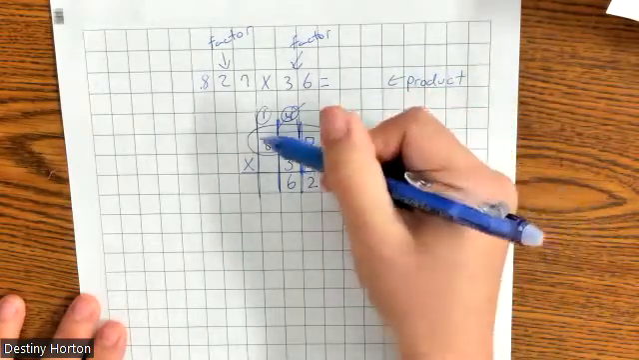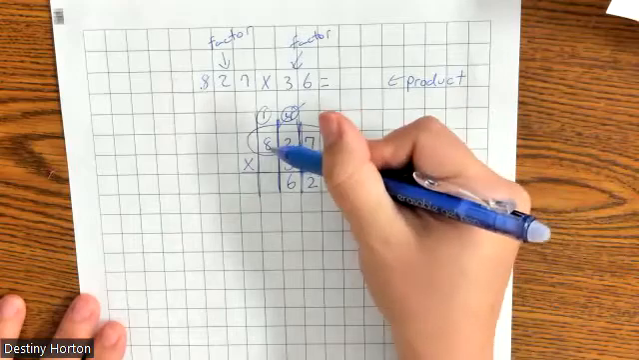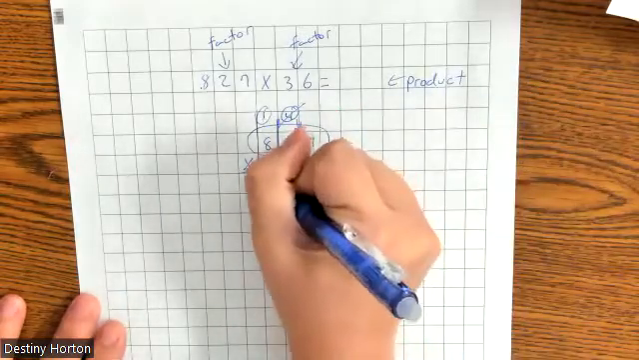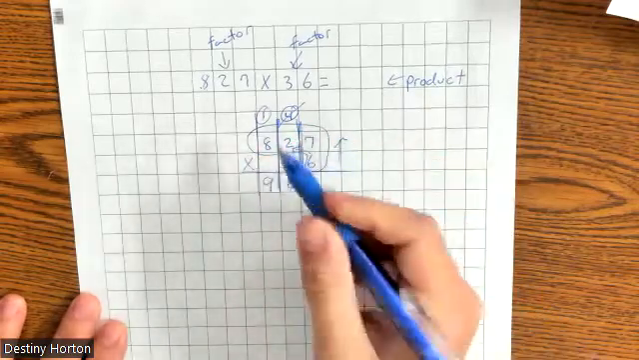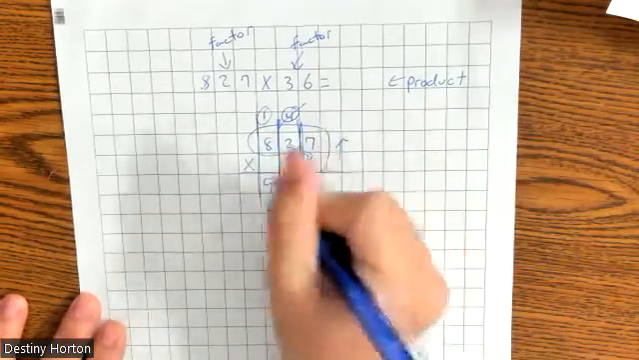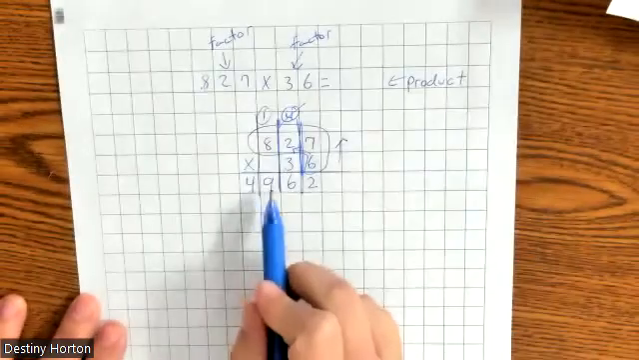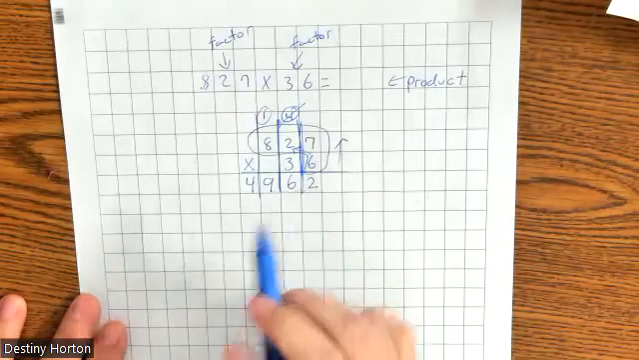Now I can do my 6 times 8. 6 times 8 is 48 plus 1, 49. So I put my 9 in my hundreds, and I don't have another place to regroup to, so I just scoot over to the next place value. And I have 4,962. But I'm not done.